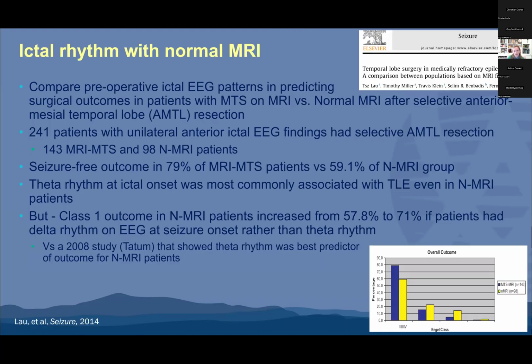There are some places, our center is not looking at this yet, that are actually looking at ictal rhythm with a normal MRI to see if theta versus delta rhythm at onset of the seizure can help predict temporal lobe epilepsy. And so this is something I think more places are going to start using. But for us, we usually rely on SEEG if it's a normal MRI.